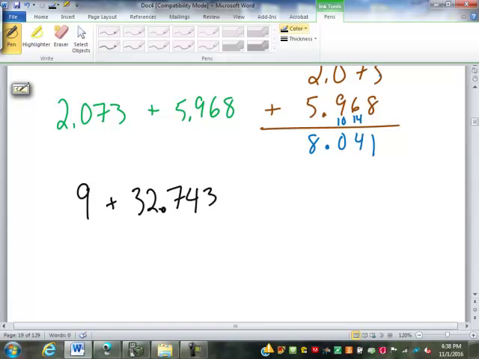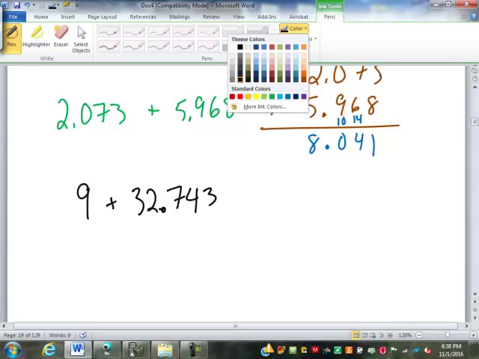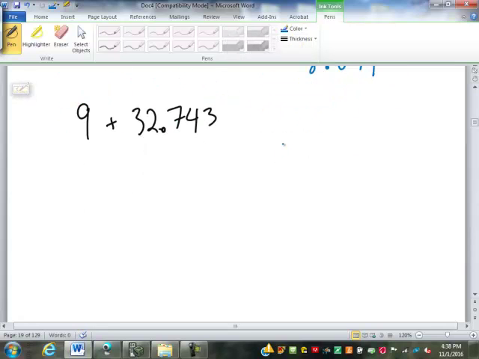So 9 plus 32.743. Same type of thing. I start out with my 9. Now I said I put a decimal point right below the original one. Where is the decimal point here? Yeah, if there isn't one in the number, it's at the end. So I put a decimal point down below it. Here before the decimal point, I've got 32. So 2, 3. I'm going to write it backwards to fill it in, to keep things lined up. And then I got 7, 4, 3 afterwards.